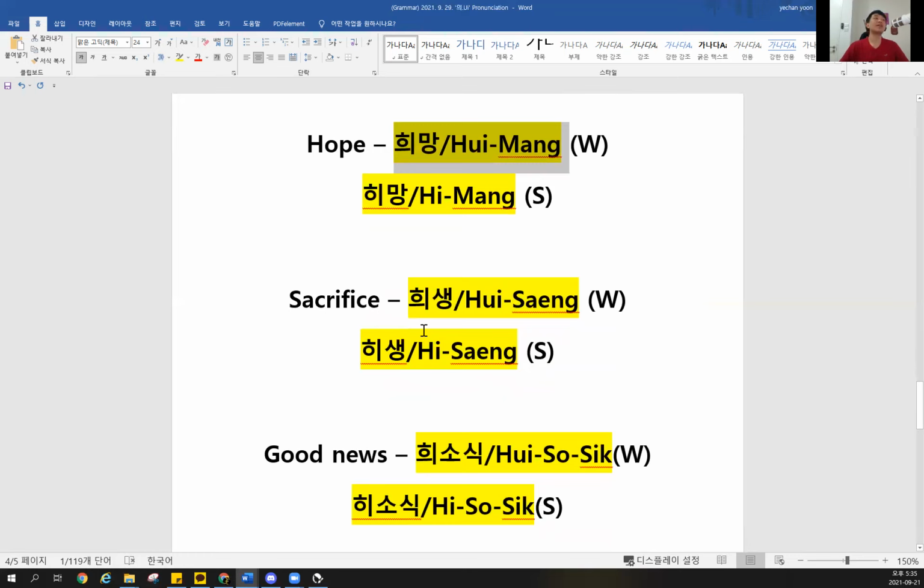How you can say 희생. Writing down is going to be 희생. But speaking is 희생. Writing 희생 is going to be pronounced differently when speaking.